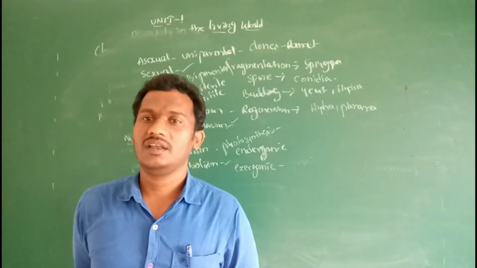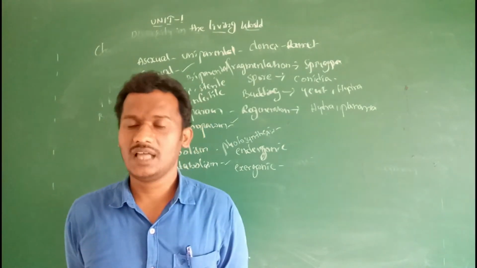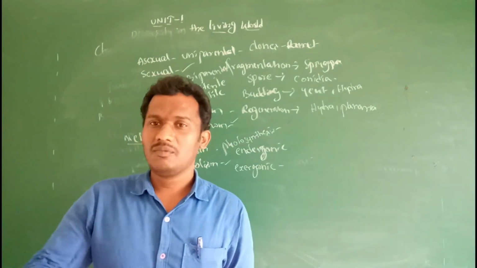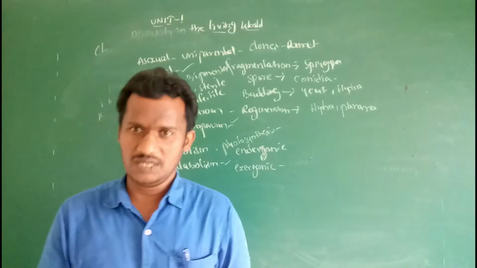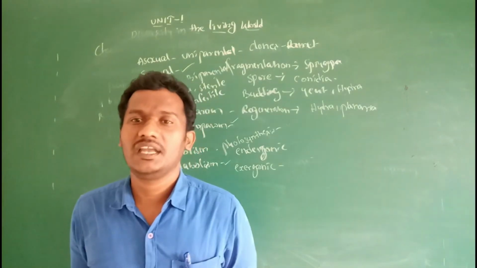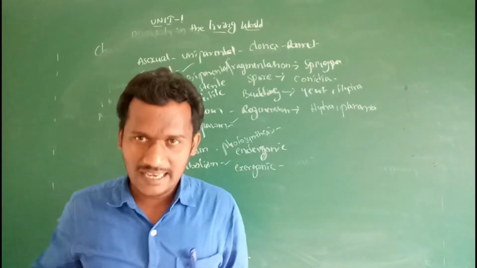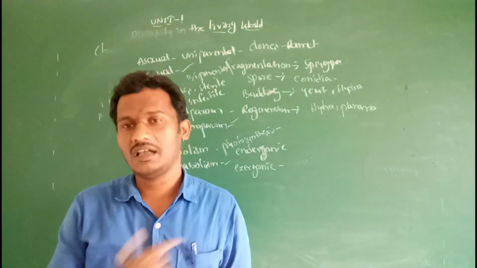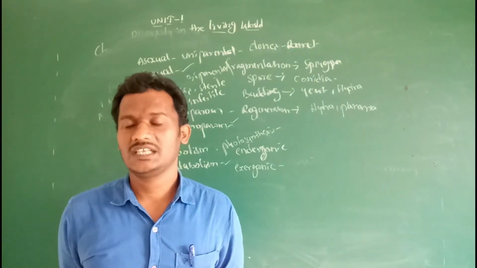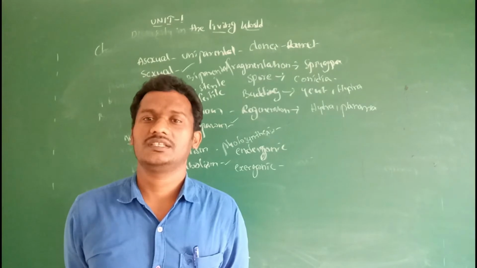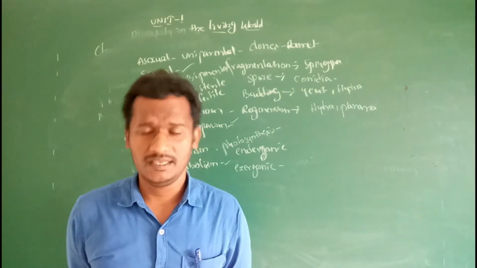Non-living things do not show metabolism, only living things show metabolism. So metabolism is common to all living beings without exception. So we can take metabolism as a defining property of living things. Growth and reproduction we cannot take as defining properties, but metabolism we can, because without metabolism there is no possibility of living beings.